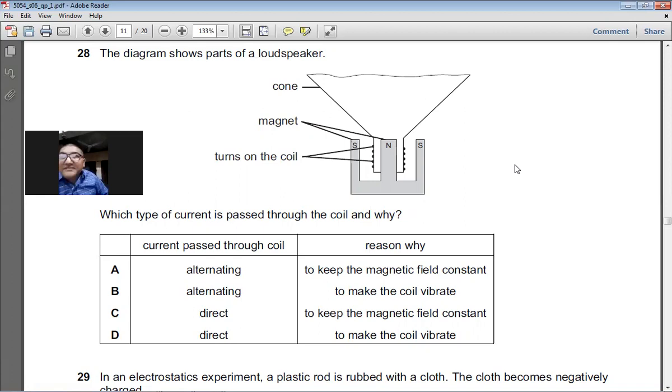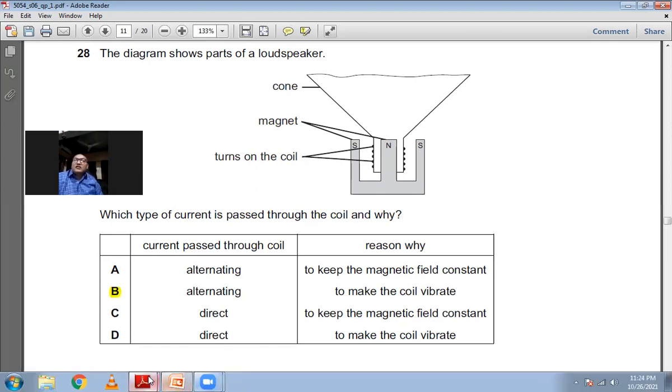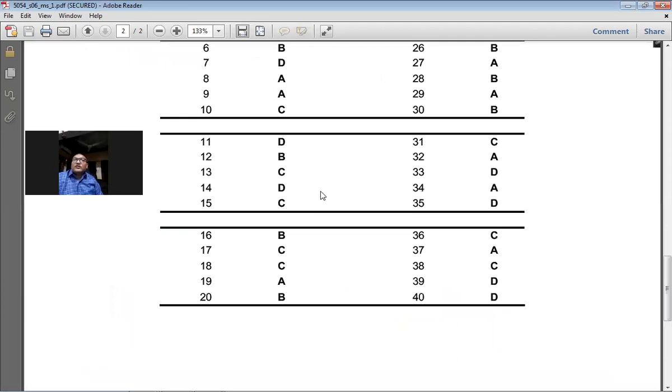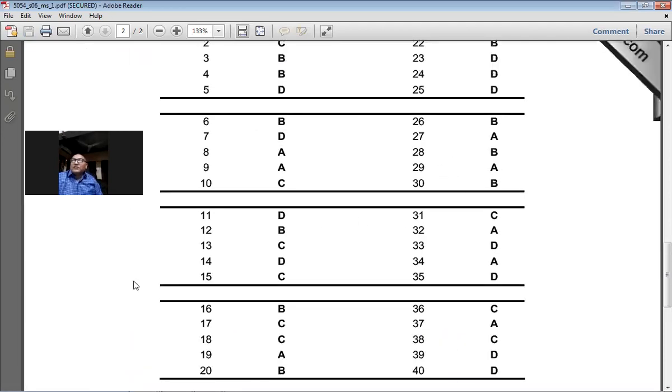The reason why we have to provide the alternating current, he says, is to keep the magnetic field constant. We provide the alternating current in that coil so as to make the coil vibrate. Sometimes it's attracted, sometimes it's repelled, so that's why the cone will move up and down. So I think for question number 28, B is the right choice. So let's check. Question number 28, B is the right choice.